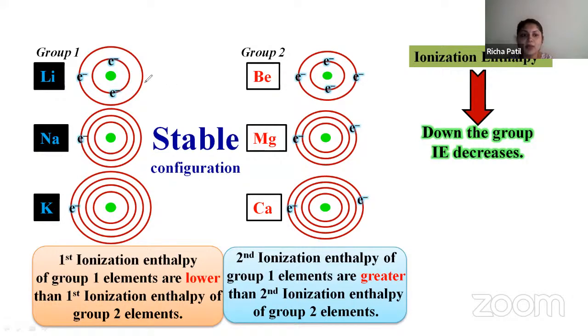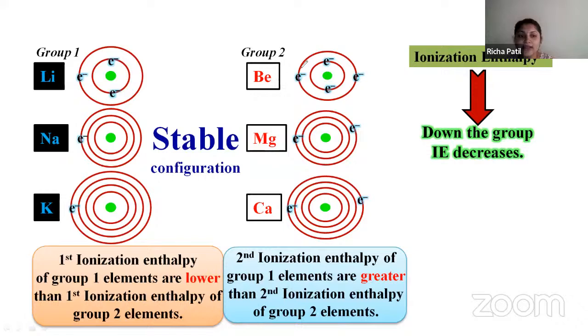What is the reason? As you go across the period, ionization enthalpy will increase. Why? Due to the small size, the effective nuclear charge will be more, so it will tend to pull the electron towards itself. There is the addition of an electron in the same shell. As a result, because of the small size, there is an increase in the effective nuclear charge.